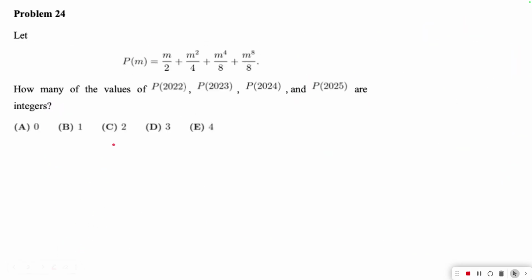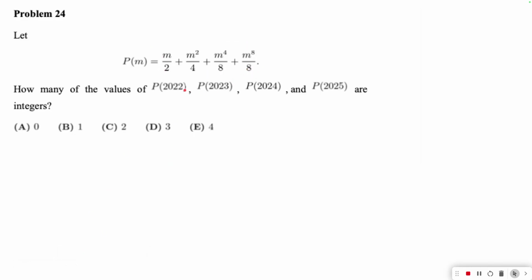Now, going on to problem 24, we're asked, let P of m equal m over 2 plus m squared over 4 plus m to the 4th over 8 plus m to the 8th over 8. How many values of P of 2022, P of 2023, P of 2024, and P of 2025 are integers? Okay, so all this means is when we plug in 2022, 2023, 2024, and 2025 as m, this should result in an integer. So that's all we're trying to find.